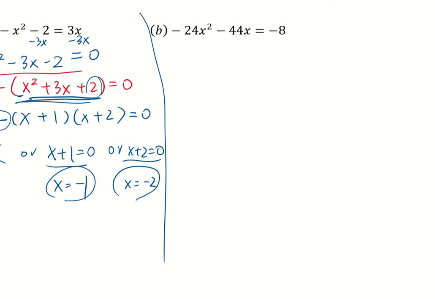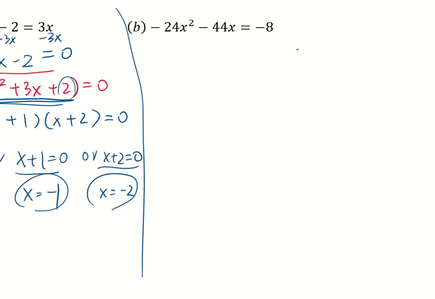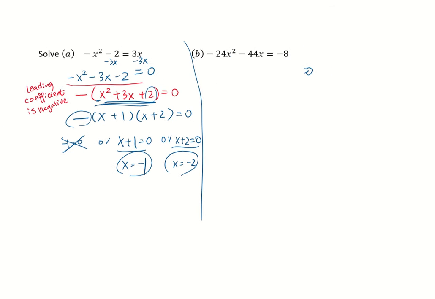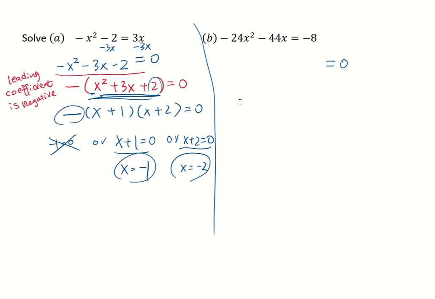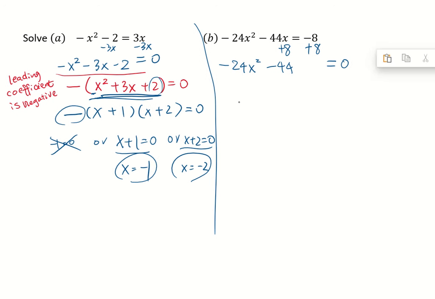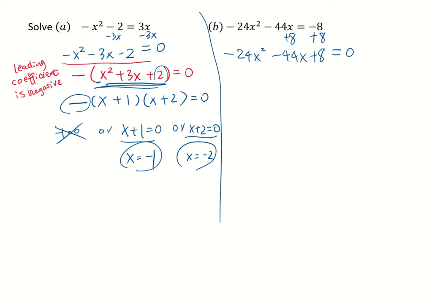Now let's look at problem B. Same thing, we want to make one side equal to 0. So we'll have to add 8 on both sides. So you have negative 24x squared minus 44x plus 8 equals 0. So notice the leading coefficient is negative 24 here, is negative.